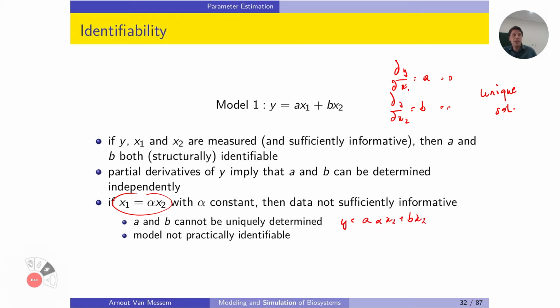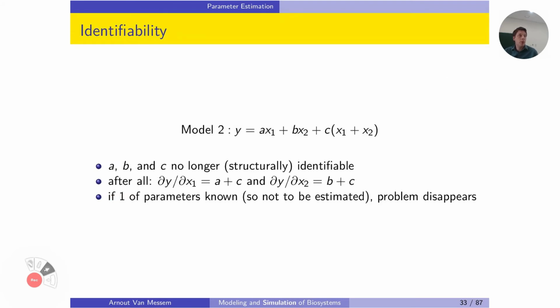And so we see now that we are confronted with two unknowns, a and b, but we have only one variable remaining. So there's only one equation to solve two unknowns. So in this case, we cannot find a unique solution, and so it's not practically identifiable because my data are correlated.